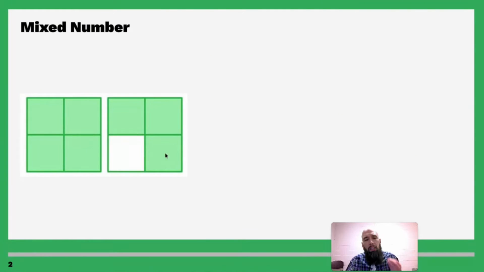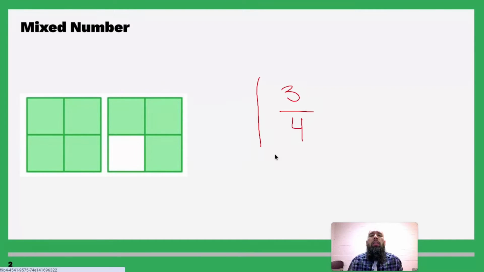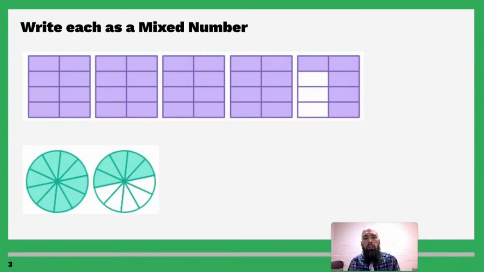So for a mixed number, you write the large number first, and then you write out whatever's left over. You write out the whole amount that you have. So I have one whole, and then after you write that out, you say I have 1, 2, 3 quarters left. So you write that out as 1 3 quarters. So that is a mixed number. 1 whole and 3 quarters looks like 1 3 quarters. Okay? Let's do a few more.